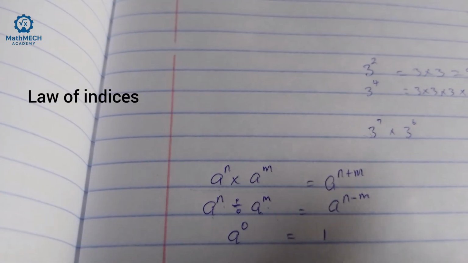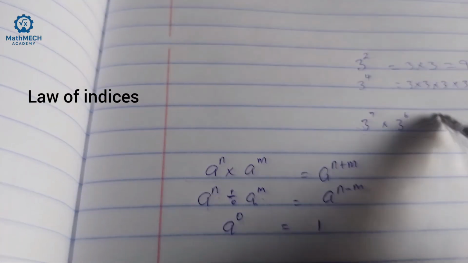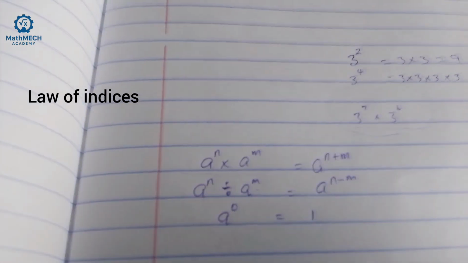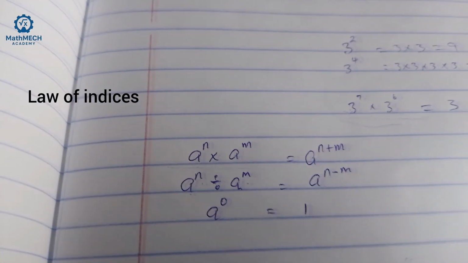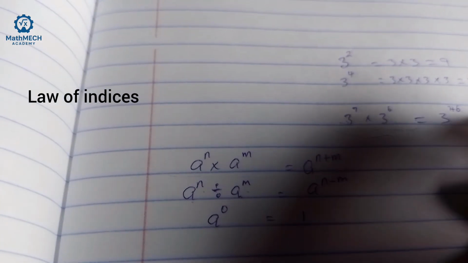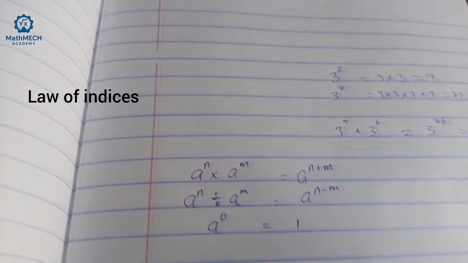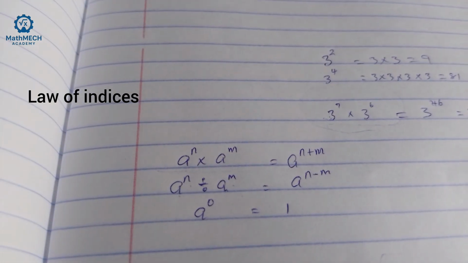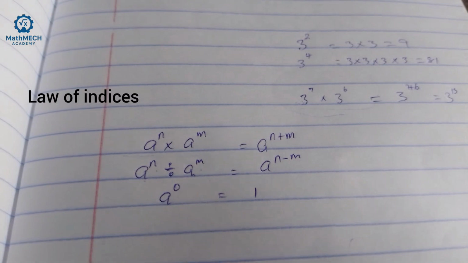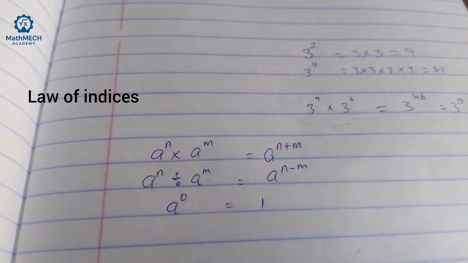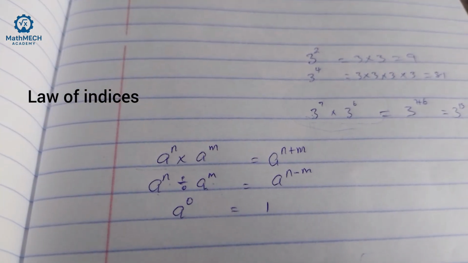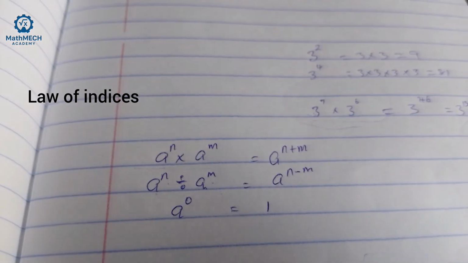So, using the first law of indices, we can compute this. Alright. And how do we compute that? We said we pick 1 3. We pick 1 3, we add the power, which is 7 plus 6. So this will give us 3 raised to the power of 13. 7 plus 6 is 13. So that will be the final answer for this.